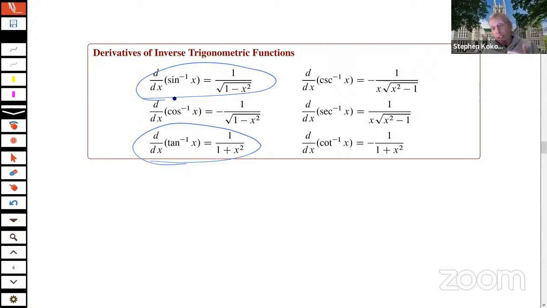You will notice that there are some nice relationships here between the derivative of an inverse trig and its co-function. So the derivative of the inverse cosine is the same except for this minus sign, and we discovered this one graphically. Look at the derivative of the inverse cotangent. That's got a minus sign in there compared to that function.